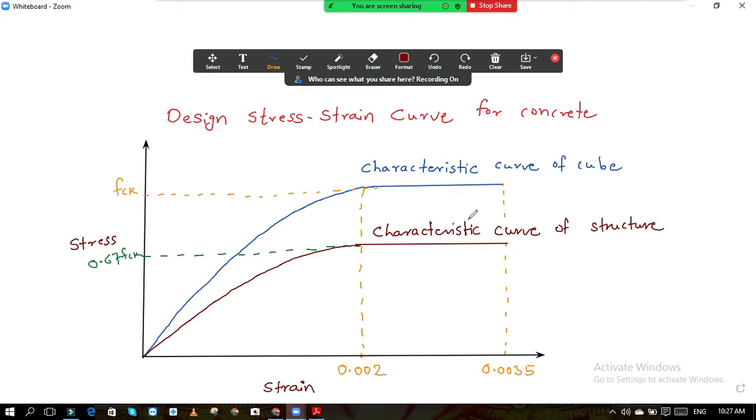As the cubes are small, it is very easy to get the strength from the cubes. But when we talk about the whole structure, it is very difficult to maintain the same strength throughout the structure. So that is why, for our factor of safety, for designing purposes, we already consider the reduced strength, 0.67 fck. And further, still we have not used this curve for design.